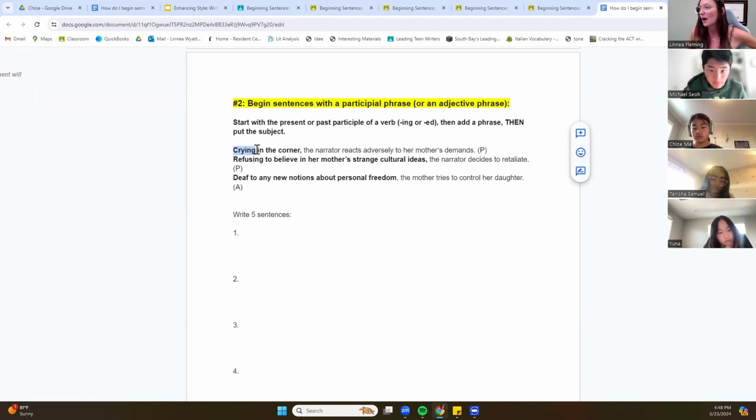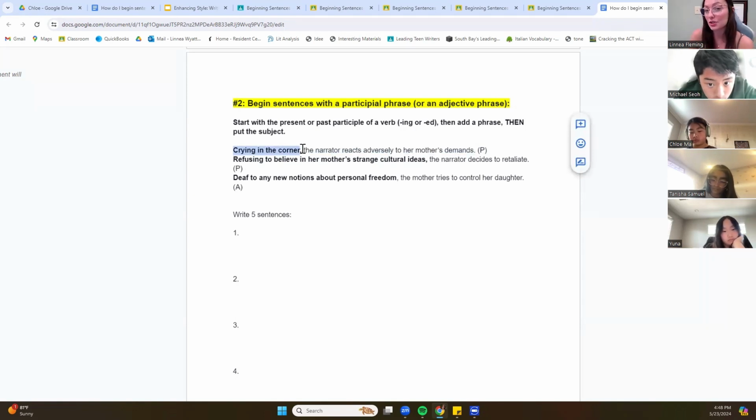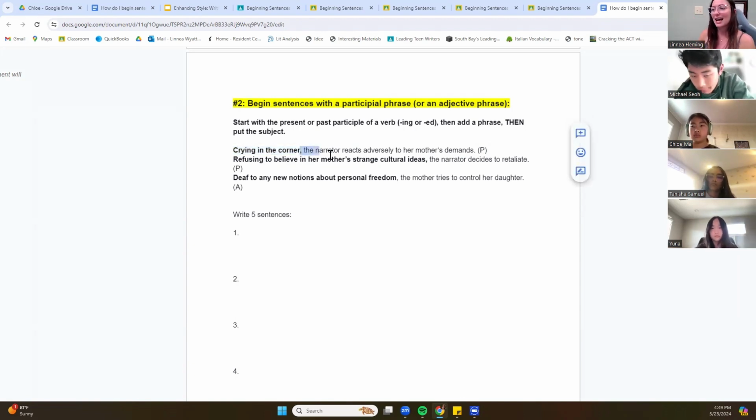If it sounds easy, great. But the idea is that the narrator is the subject. So the whole sentence could have been, the narrator reacts adversely to her mother's demands. But I wanted to add a little more detail. I wanted to create some variety. So what I did was I added this phrase that's describing what the narrator is doing, but it's really an adjective describing the narrator. Which narrator? The one who's crying in the corner. Crying in the corner, the narrator reacts adversely. So you see, I didn't start with the subject. I started with an adjective phrase that starts with a participle, which is a verb, add ing.